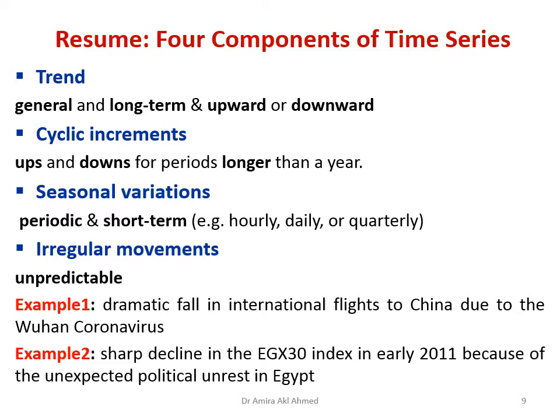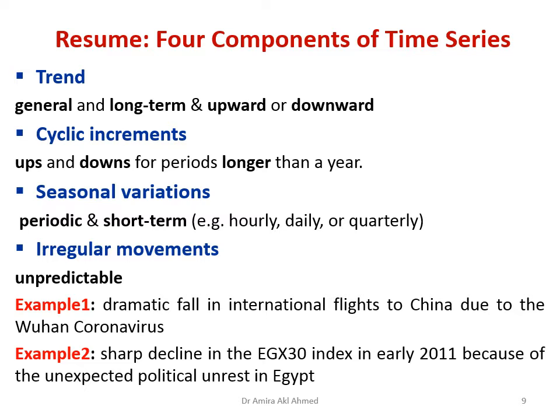An economic or financial time series may consist of up to 4 components. These components are trend, cyclic increments, seasonal variations, or irregular movements. A trend shows a general and long-term tendency of the time series data to increase or decrease over time. Cyclic increments display up and down movements over periods longer than a year because of business cycle.